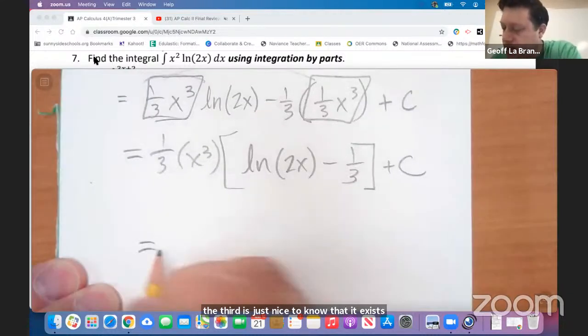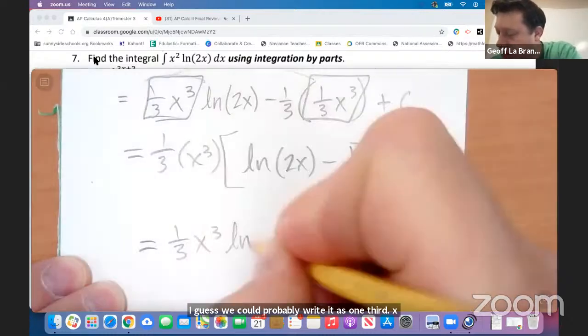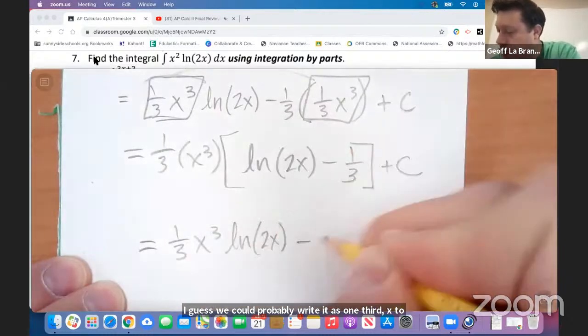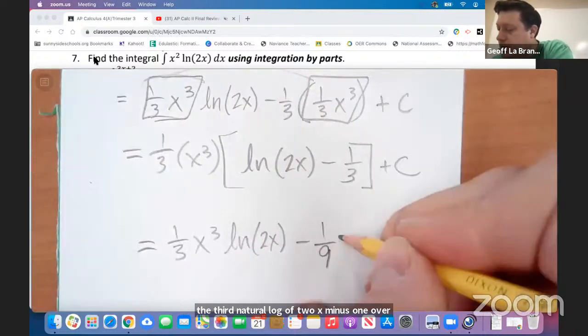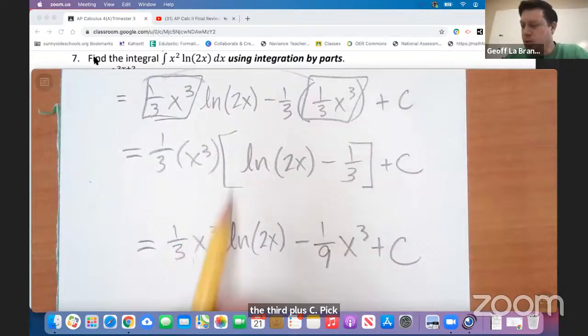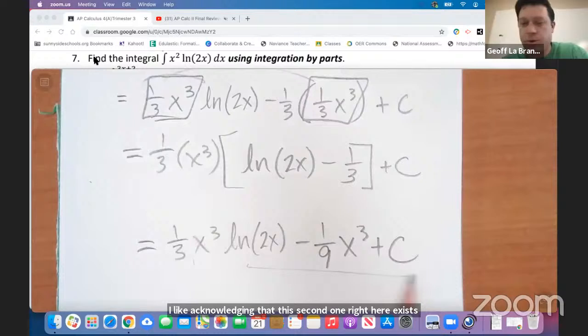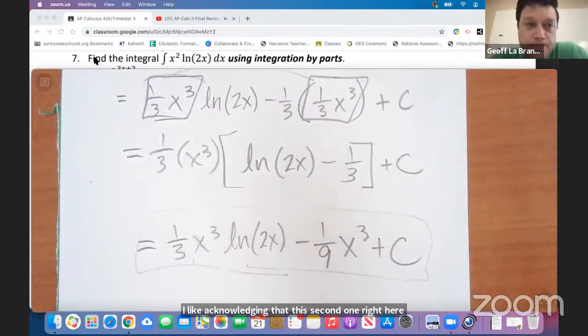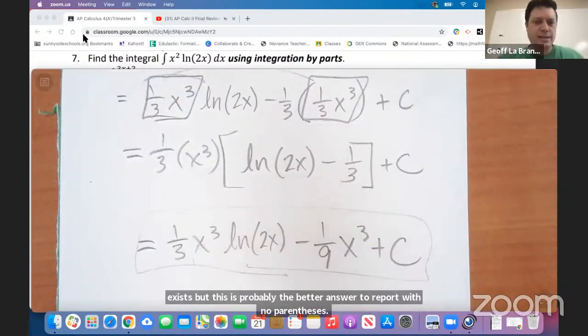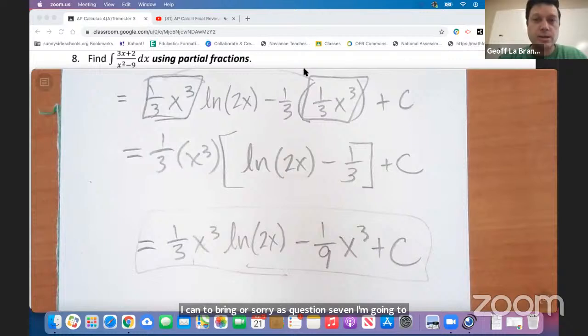I guess we could probably write it as 1/3 x to the third natural log of 2x minus 1 over 9 x to the third plus c. Pick your favorite statement. I like acknowledging that this second one right here exists, but this is probably the better answer to report with no parentheses. Okay, that's question 7. I'm going to get ready to do question 8.